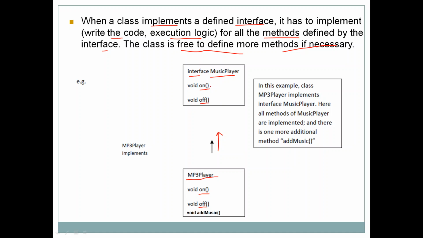So these methods on and off are redefined in MP3Player, as well as MP3Player also having its own method, that is addMusic, a method of its own. So as I have said, an interface does not provide the implementation, but the class which inherits the interface, like here the MP3Player, provides the implementation for methods like on and off. So here it should have a flower bracket open and flower bracket close, that is the implementation for both the methods on and off.